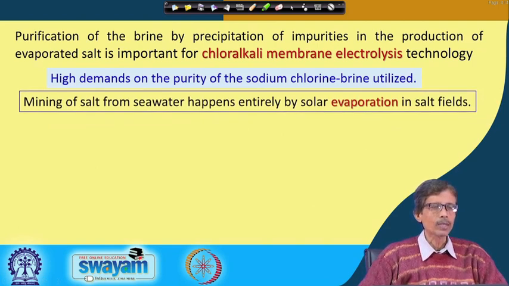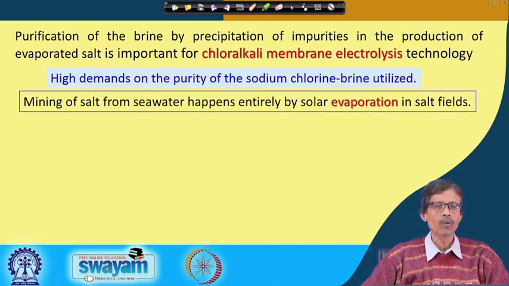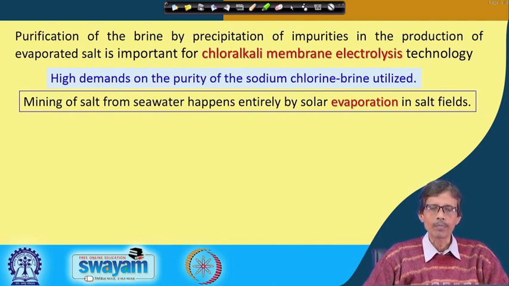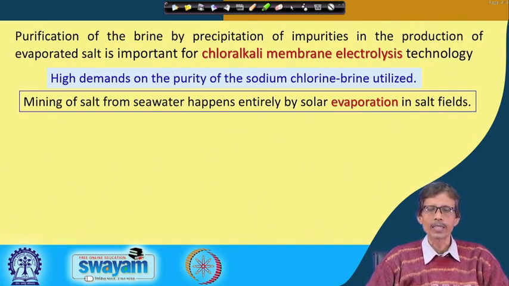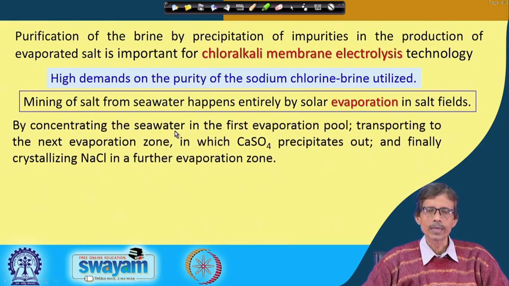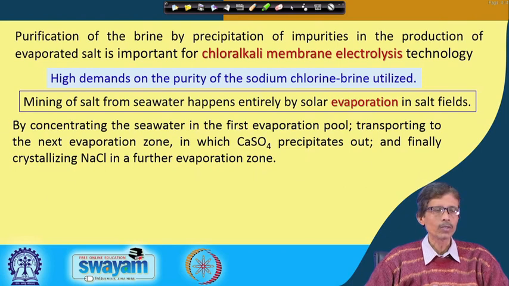So, we can get the salt from mining or from seawater, which happens entirely by solar evaporation in salt fields. We have huge salt fields, whether you go to the Gujarat coast or any other coastal area, even in West Bengal in some part we had salt production earlier, but now we are not doing this because the industrial people should come forward to get this particular starting material in a cheaper way. So, it is mining of salt from seawater basically, where you straightaway go for the evaporation of the salt in the salt field.